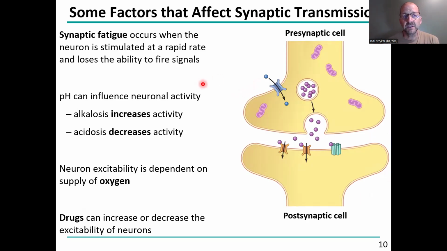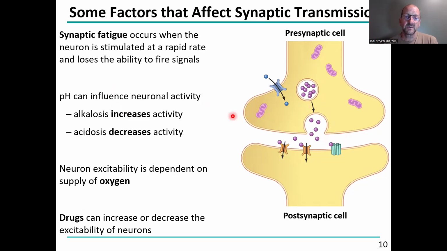Synaptic fatigue can occur when a neuron gets stimulated over and over again at a rapid rate. It can lose the ability to fire signals, and one of the reasons for that is it can basically use up all of its neurotransmitters. It releases them all out and doesn't have enough to keep the signal going. That's the main thing that can happen there.